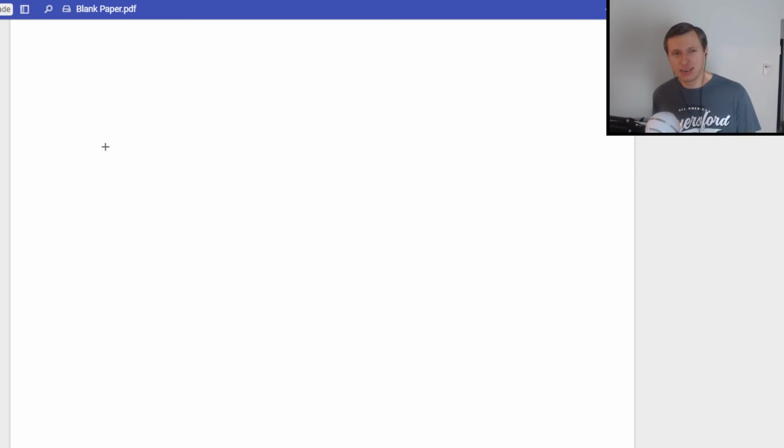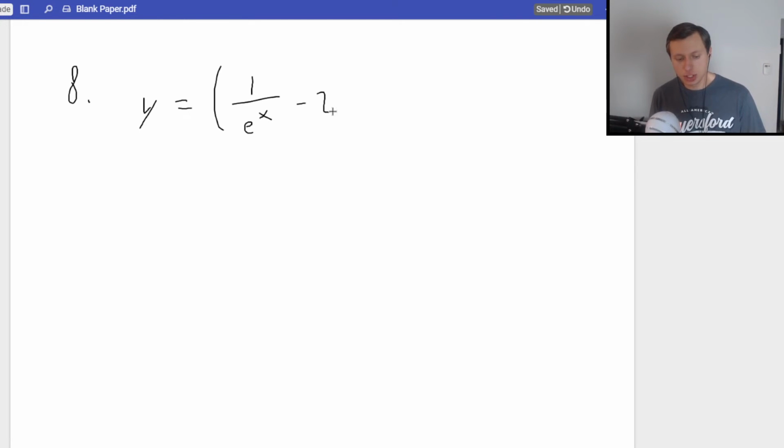We're finally on to exponential functions and derivatives. Yay, very fun. Number 8, I have the function y equals the quantity 1 over e to the x, minus 2x, cubed. I do not mess around with you guys. We're starting off with the hard one, and I want to find y prime. So the first thing I would do if I were you, I wouldn't even find y prime. I would say, let's rewrite this.